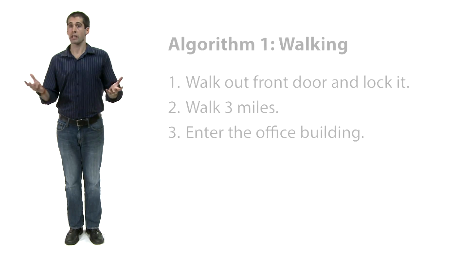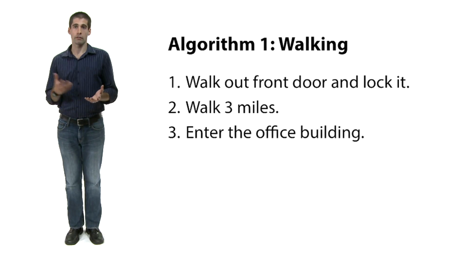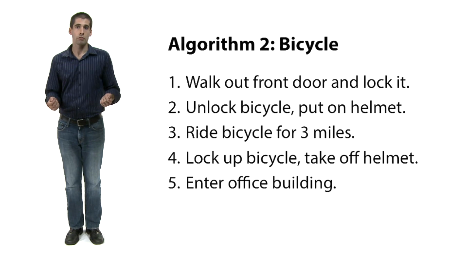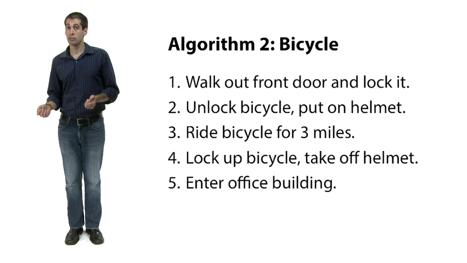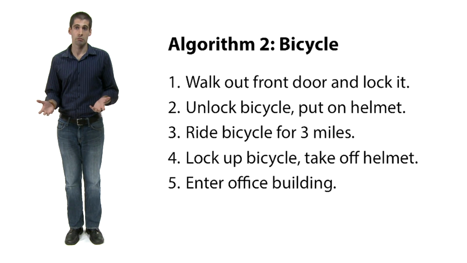For example, let's talk about algorithm 1, which is walking. Well, step 1 is I walk out the front door, I lock it. I walk 3 miles, and then I enter the office building. Algorithm 2, we'll call this one riding the bike. Step 1, I walk out the front door and unlock it. And I unlock my bicycle, put on my helmet, and ride 3 miles. I lock up my bicycle, take off my helmet, and enter the office building.